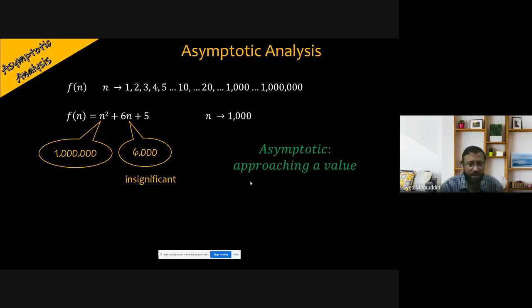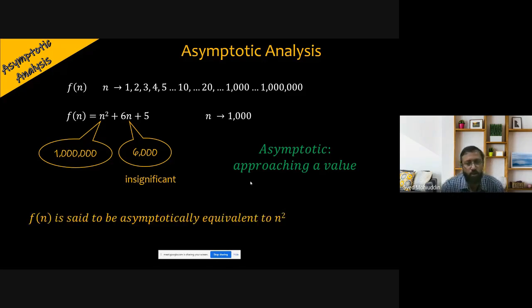So when we have an expression n square plus 6n plus 5, when n is small, then obviously 6n plus 5 makes a difference. But when n is large, the component 6n plus 5, the lower degree components of n, doesn't make a difference. It's insignificant in terms of the higher degree of n. So asymptotic means approaching a value.